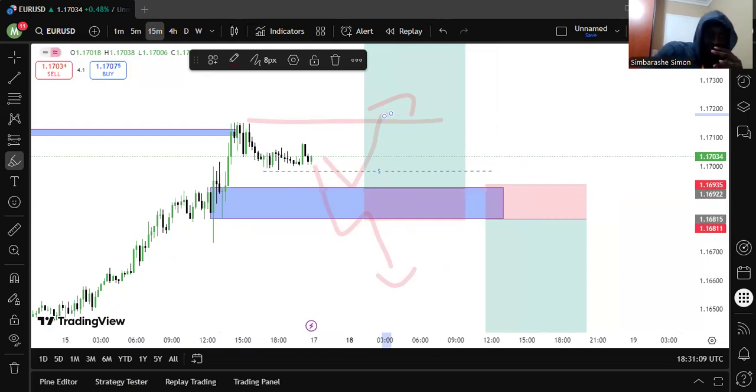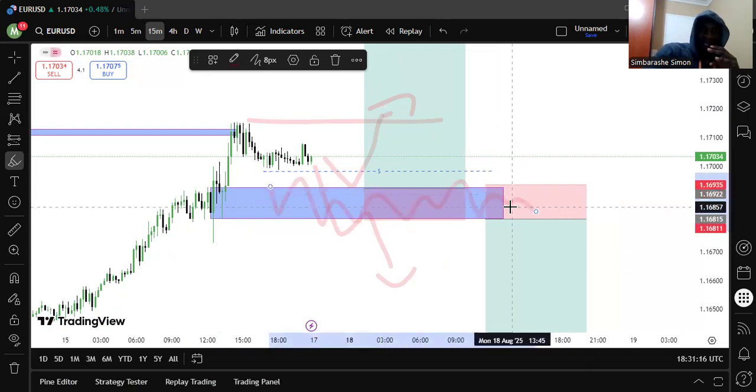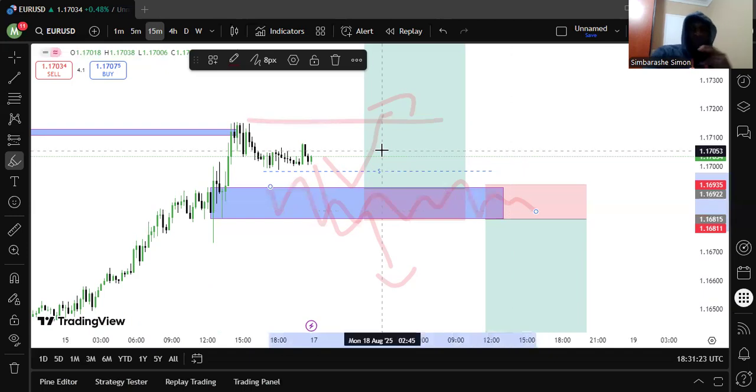In this zone, guys, this demand zone, this one where I just made a mark here, it's a strong zone on 15 minutes, and on 4 hours we have another supply zone. So here you just have to wait for things to come in order, then we execute, guys.